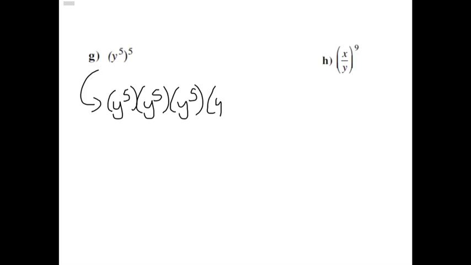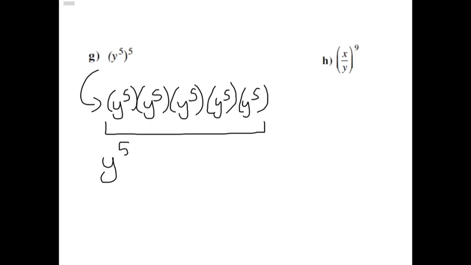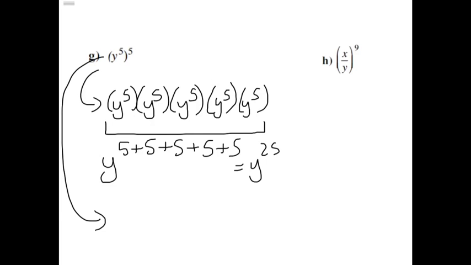The power of a power law is still being used for g. This is the same as saying y to the power 5 times by y to the power 5, five times in total. So if you look at it in terms of the product law, this is the same as saying y to the power 5 plus 5 plus 5 plus 5 plus 5, which is basically y to the power 25. On the other hand, using the power of a power law, y to the power 5 in brackets raised to the power of 5, just multiply those two together, you should get y to the power of 25.